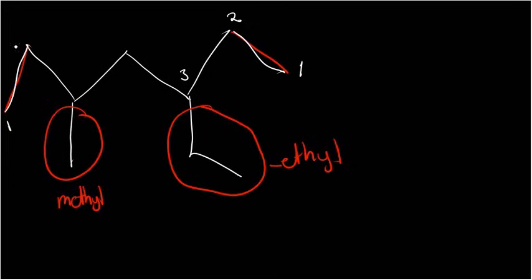Okay, now if I start counting from this side, this is 1, this is 2, this is 3. How about this side? 1, 2, 3. So which one is near to the end? Both of them are on carbon 3. So there's a danger there. What do we do? We follow the alphabet. So according to the alphabet, between M and E, which one comes first? The one which comes first is E.